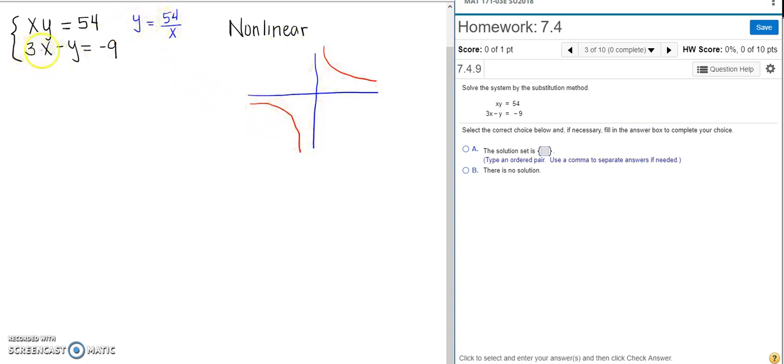And then this one is linear because all the x's and y's are pretty straightforward. There's nothing being multiplied, nothing being squared. If I did solve this for y, I would get y equals 3x plus 9. So this is some kind of linear equation with a positive slope like this. So we know, based on this rough idea of an image, there should actually be 2 solutions because these graphs intersect twice, okay?